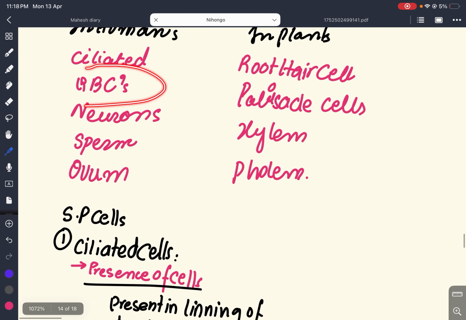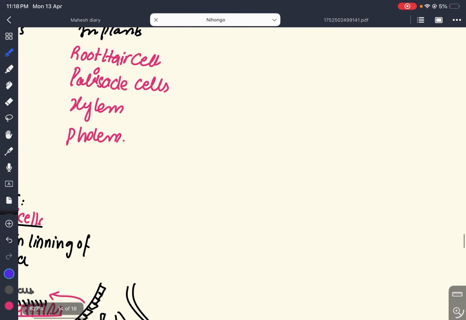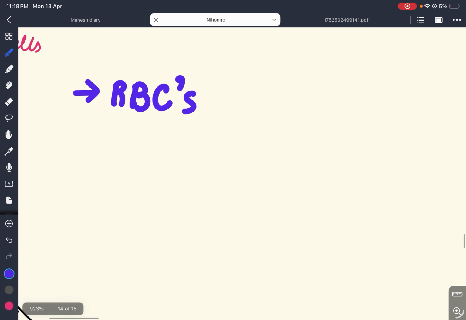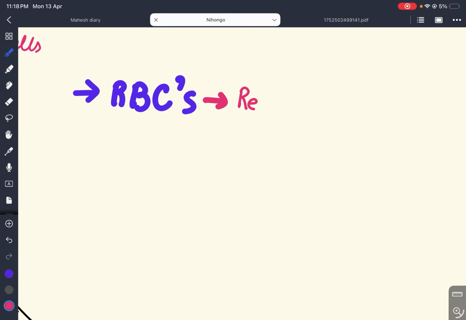And the next cells are RBCs. So that's something that we're going to do today. Okay, so let's just get a heading for RBCs right now. RBCs actually stands for red blood cells. We all know that. I'm pretty sure that each one of us knows that. What are red blood cells? Where are they found? What is their function? How do they look? That's what we're going to study today, right?